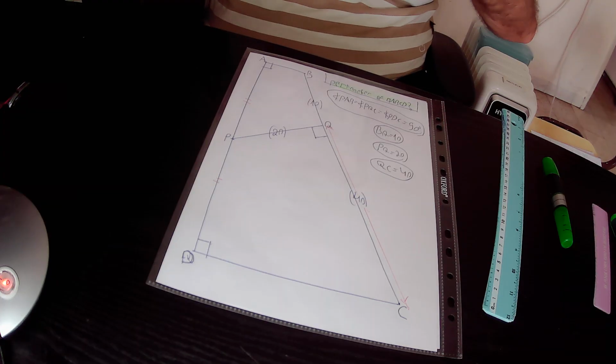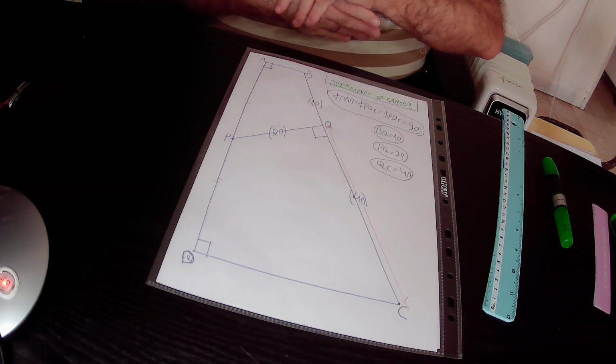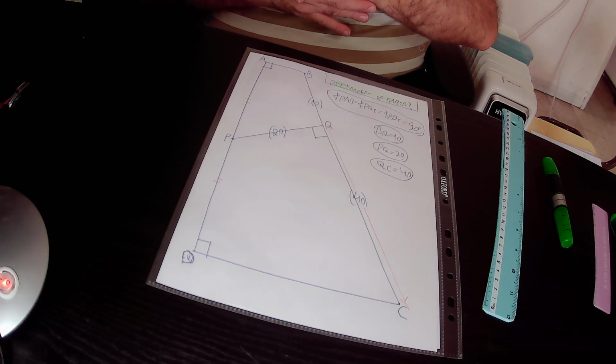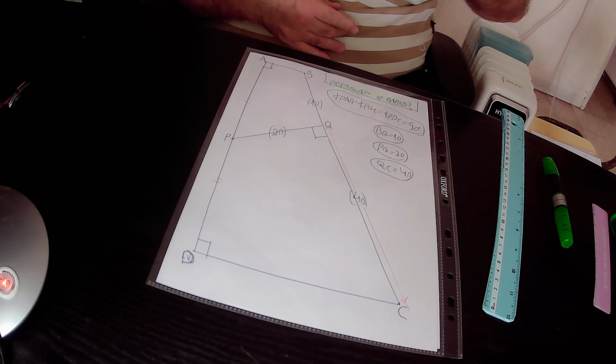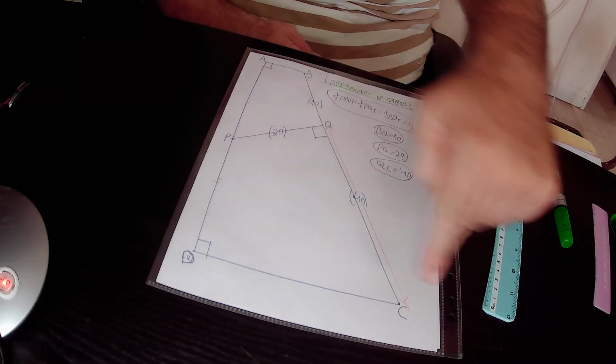Again, our task is to find the perimeter of this quadrilateral ABCD. What is the definition of a perimeter? Perimeter is the sum of the four side lengths of a quadrilateral. So the perimeter of quadrilateral ABCD equals the sum of its four side lengths. That is to say, it is AB plus AD plus DC plus CB.